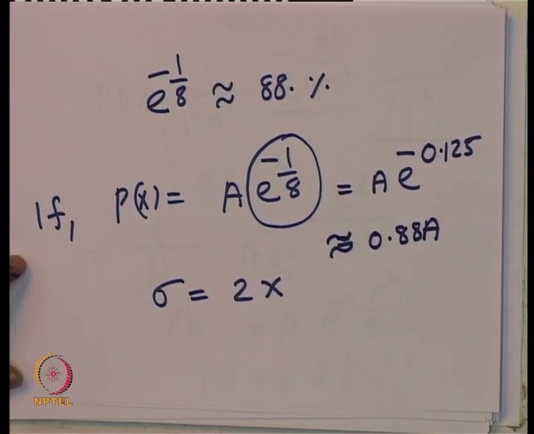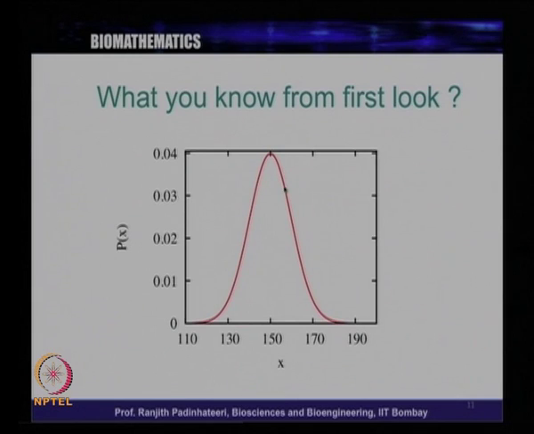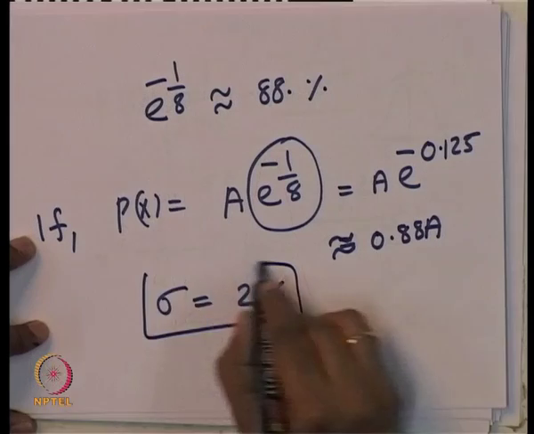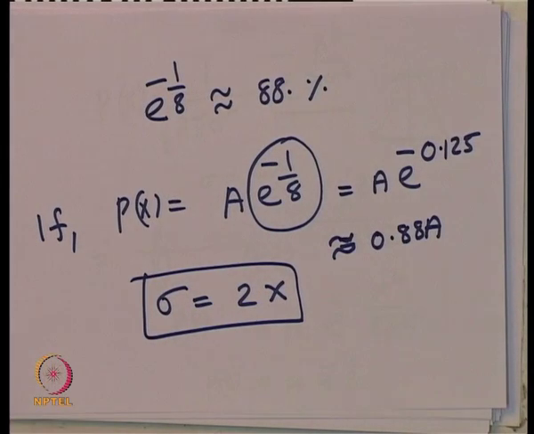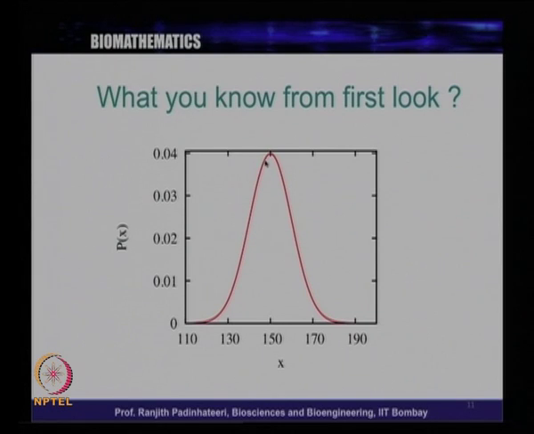So, if you look at the 88% of the peak somewhere here, and measure the width at this particular point, you will get the standard deviation. The x value at the peak is the average, and the width at e power minus 1 by 8th of the peak is the standard deviation. So, just by looking at it, we can know the standard deviation as well as the average.